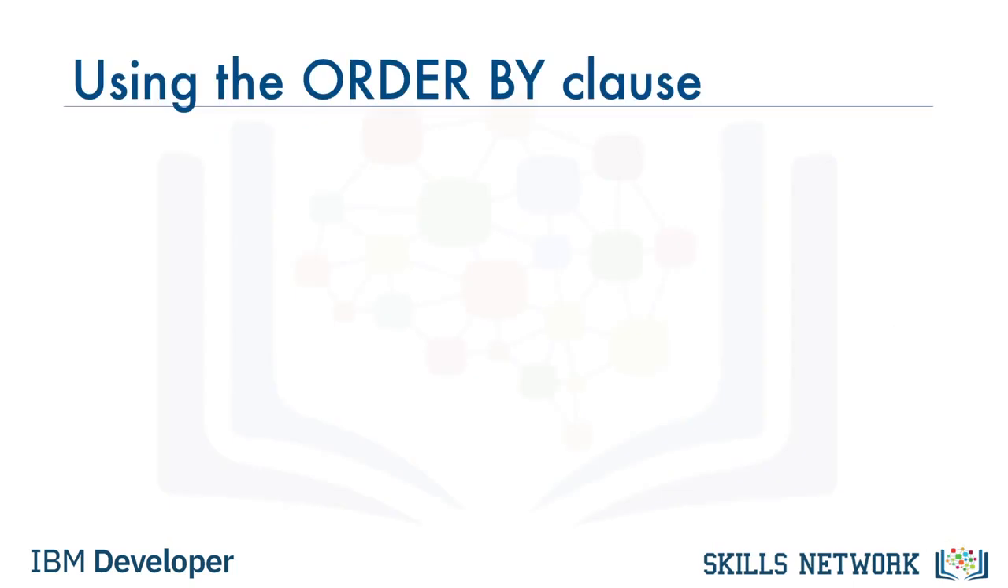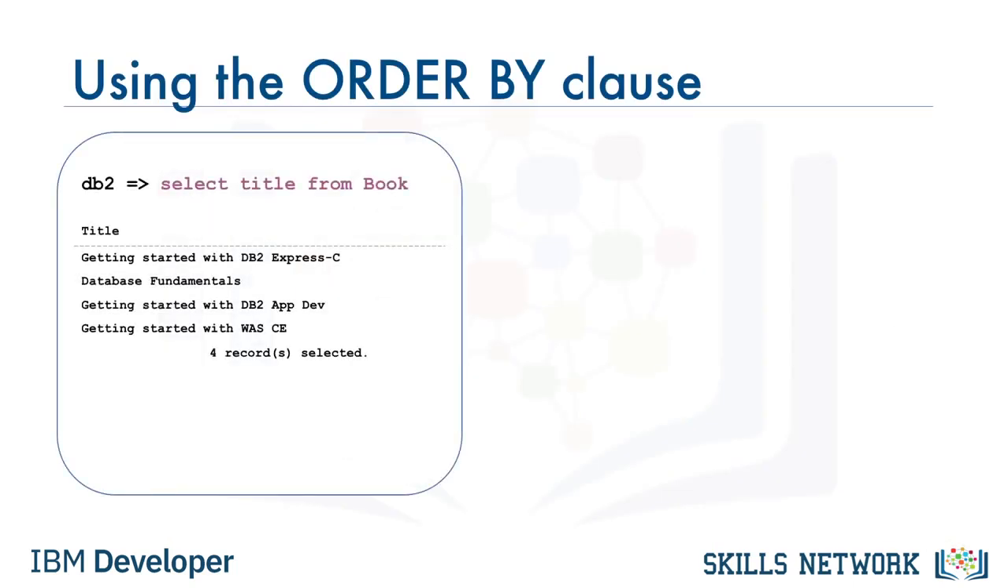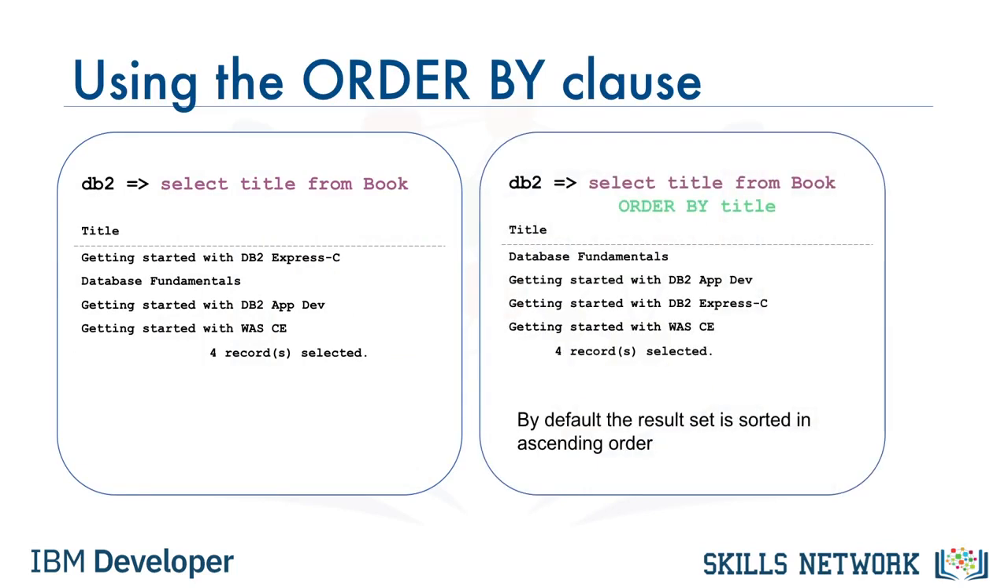To display the result set in alphabetical order, we add the order by clause to the select statement. The order by clause is used in a query to sort the result set by a specified column. In this example, we have used order by on the column title to sort the result set. By default, the result set is sorted in ascending order. In this example, the result set is sorted in alphabetical order by book title.